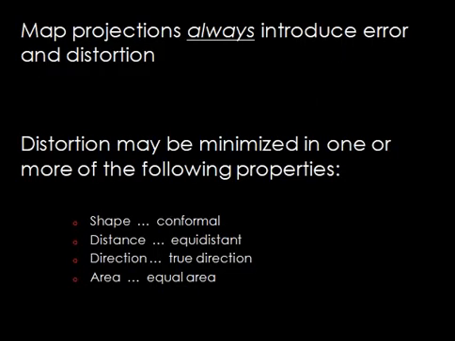Map projections always introduce errors and distortions, but the distortions can be minimized in one or more of the following properties. Property number 1 is shape, where a conformal shape will minimize errors. Number 2 is distance, so equidistant surfaces can reduce errors. Then directions, so a map can be projected with true direction. And the area of projection should also be equal in nature.